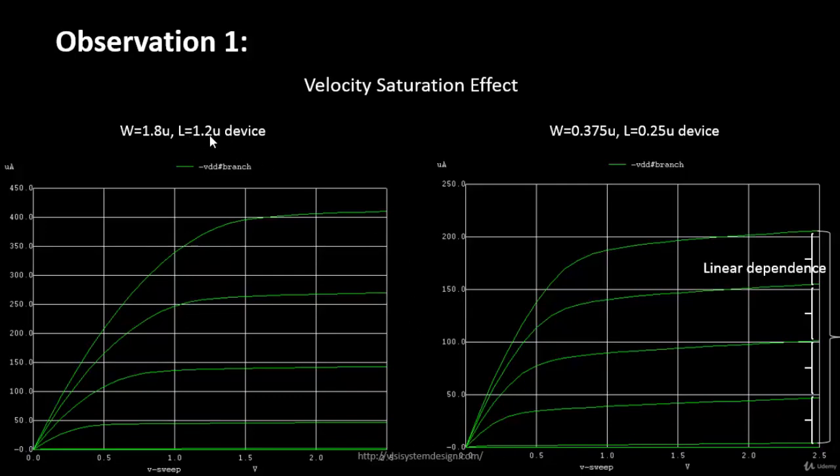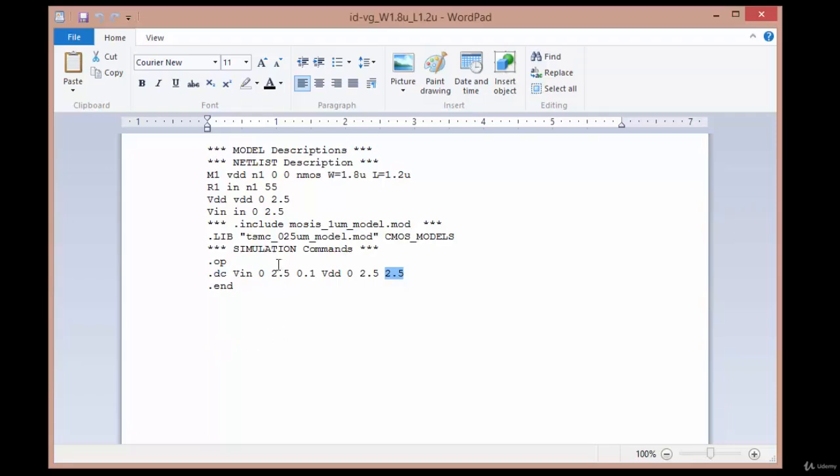We'll do the same thing for the 1.2 micron device, and then for the 0.25 micron device. There will be a very small change in the spice deck that will enable us to do this. So let's focus on the drain current versus the gate to source voltage at a constant value of VDS. I have a spice deck already ready over here. The spice deck remains exactly the same, and the only change will be at this line. This line specifies that you now vary your gate voltage from 0 to 2.5 volts in steps of 0.1 volts at every value of VDS.